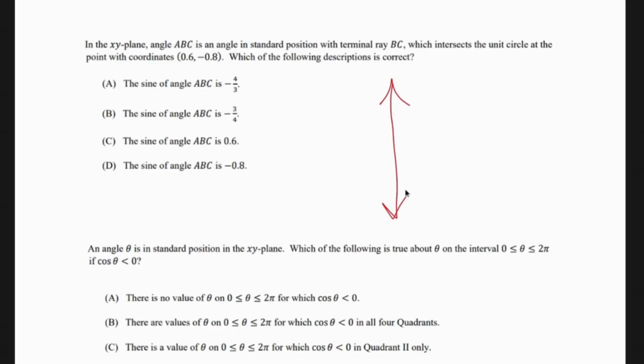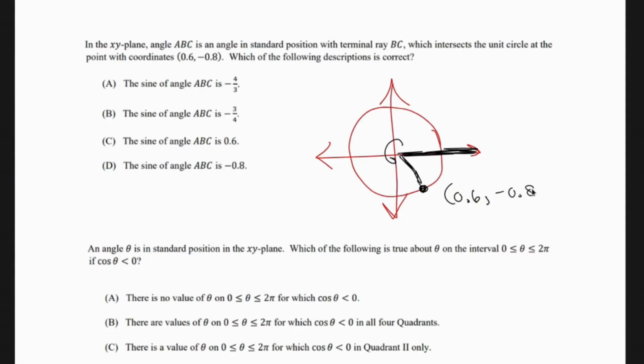So let's make ourselves a unit circle. It says unit circle, so we're assuming the radius is 1. I'm always so awful at drawing unit circles. There we are. So what's my point? Positive 6, negative 8, so we'll put something over there, right? So we have an angle, goes over here, ends up over there, spins around that way, and we don't even have an angle measure. But we know that that point is 0.6, negative 0.8.